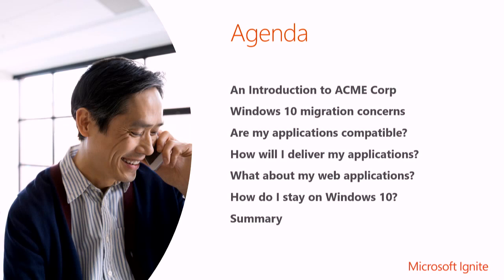So I'm going to introduce him to my corporation, an introduction to Acme Corp. Then I'm going to talk to him about some of my Windows 10 migration concerns. We're going to discuss if my applications are compatible and how I can make that a fast process. Then how am I going to deliver those apps? What methodologies should I use to get those across to my Windows 10 platform?